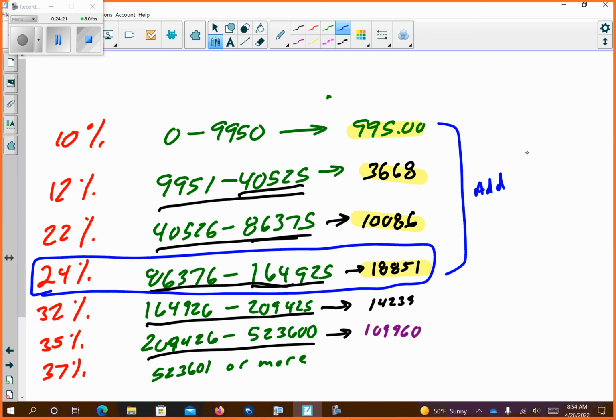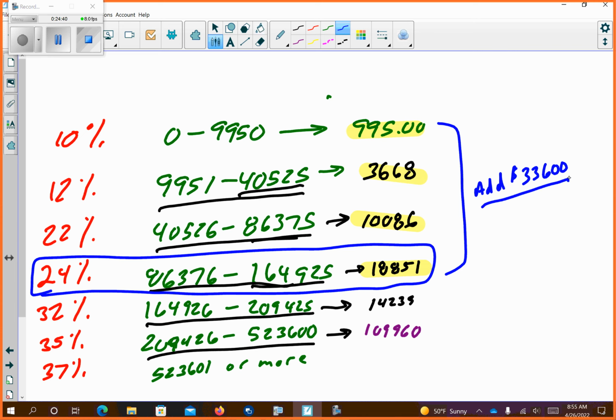Say that one more time. No way. 33,600. 33,600. Exactly? That's what I got. Yep. Okay. So, my friends, this means if I truly made $164,925, I would pay this much in taxes.